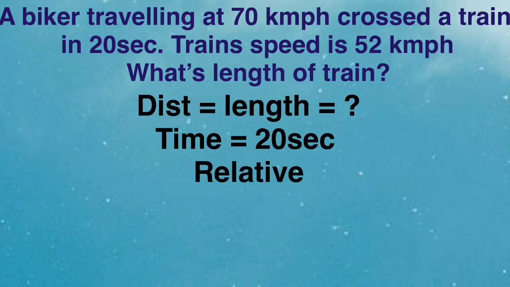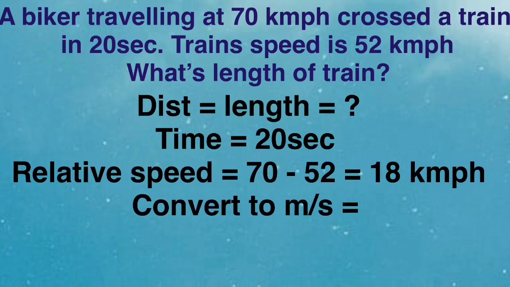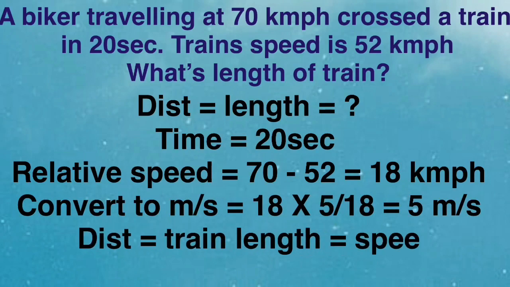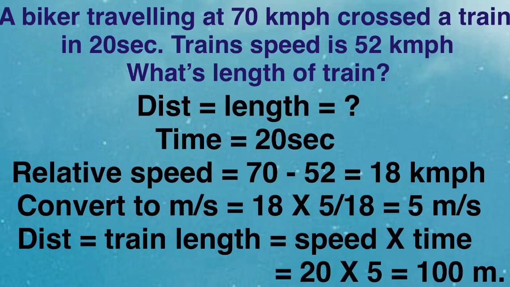Time is 20 seconds. Relative speed is 70 minus 52, which is 18 kilometers per hour, converted to meters per second. 18 into 5 by 18 is 5 meters per second. Distance, the train length, is speed into time. 20 into 5 is 100 meters.